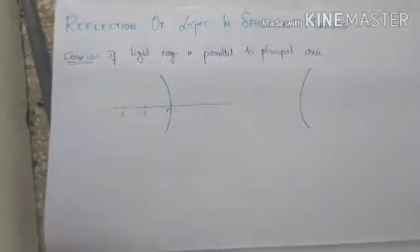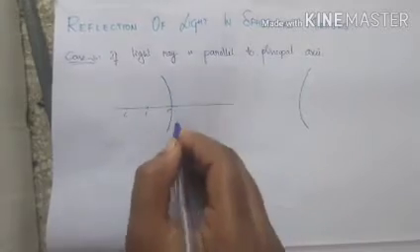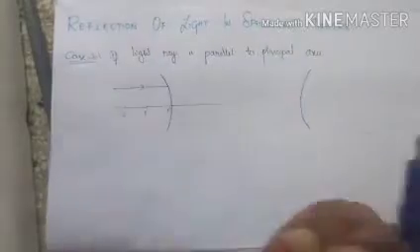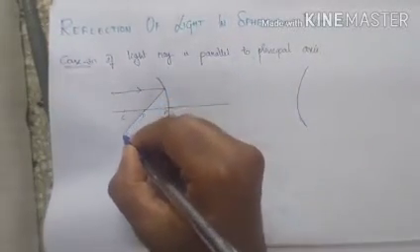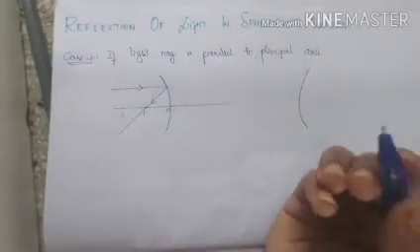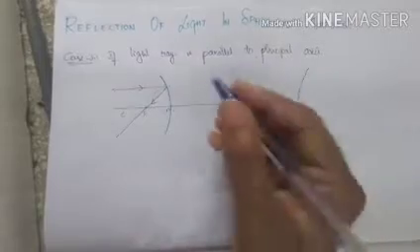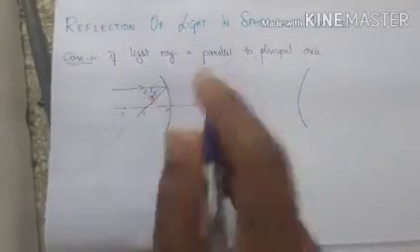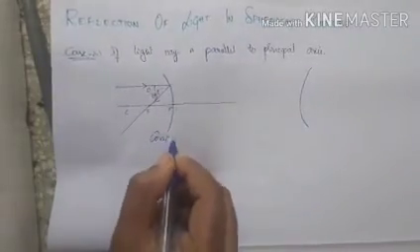Now the question is, what if my light ray is parallel to the principal axis? For concave, the inward part is the reflecting surface, and the ray is parallel to my principal axis. Then after reflection, the reflected ray will pass through the principal focus. If you draw the normal over here, it will obey the first law of reflection: angle I is equal to angle R. So this is for the concave mirror.